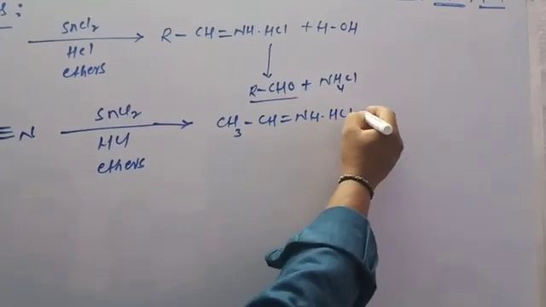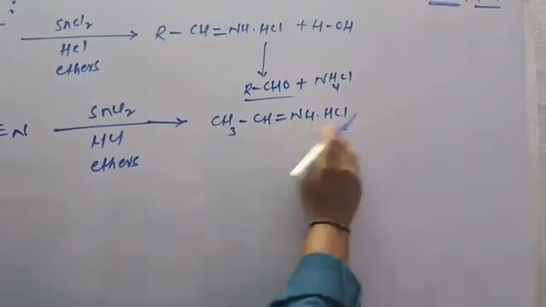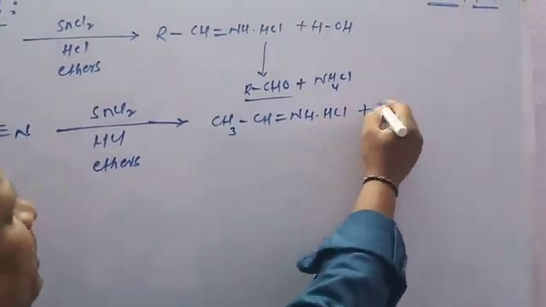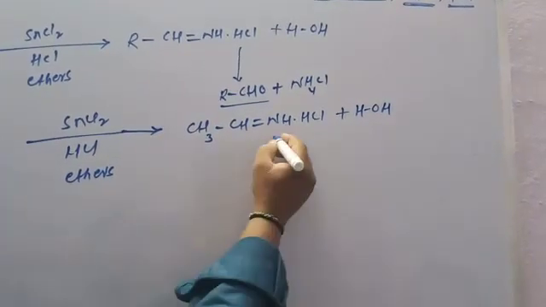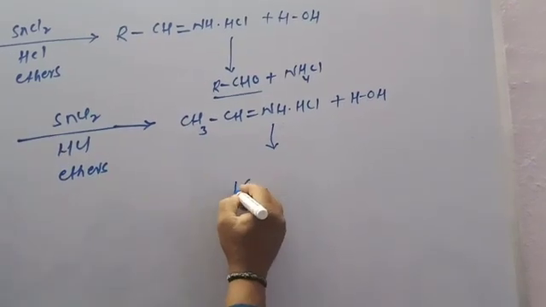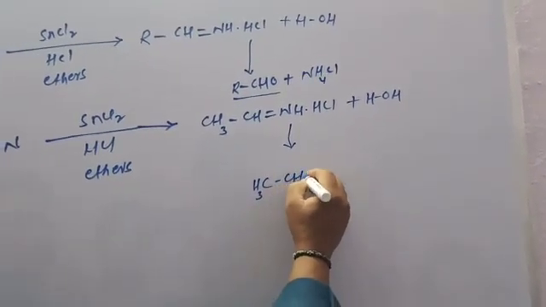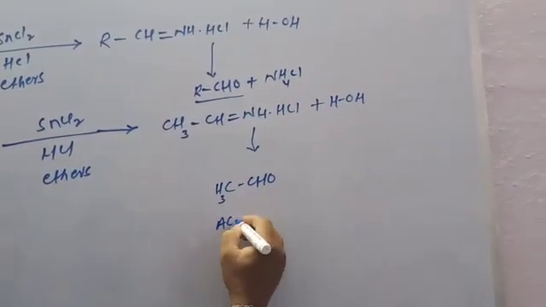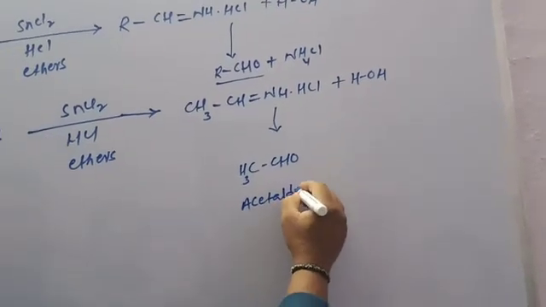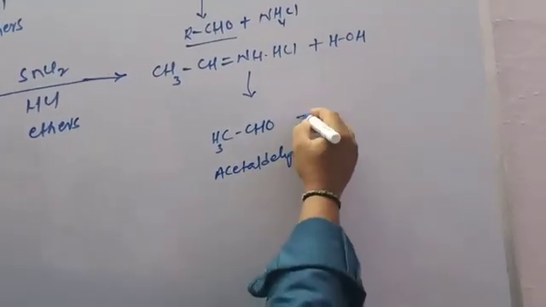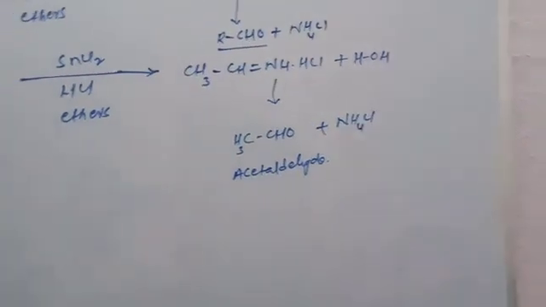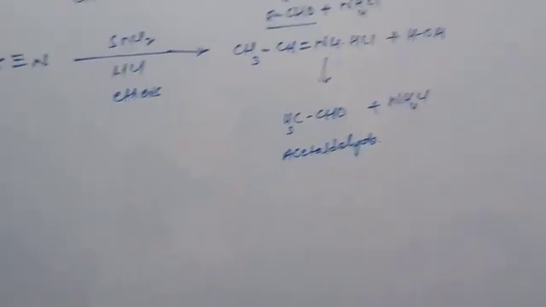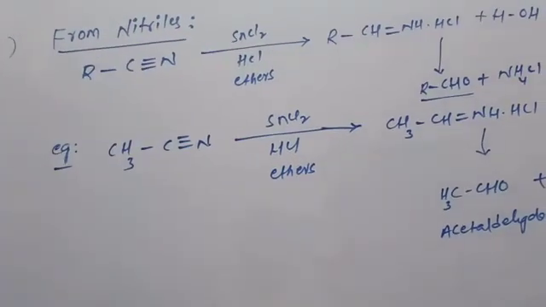It is HCl. The addition product obtained is treated with water. Water means hydrolysis. So then it gives CH3CHO, acetaldehyde, plus ammonium chloride, NH4Cl. So this is the preparation of aldehydes from nitriles.